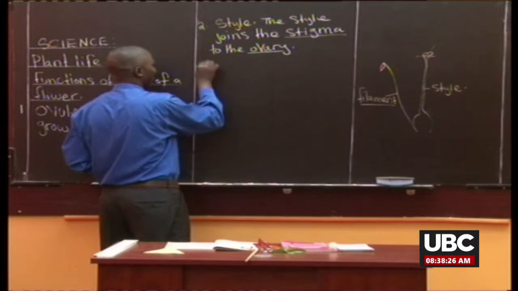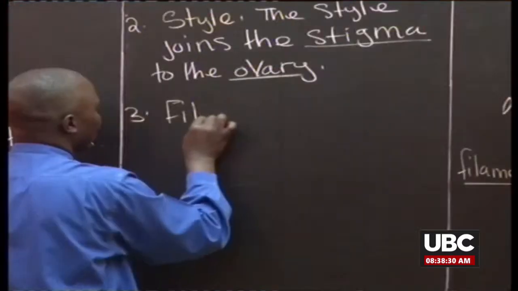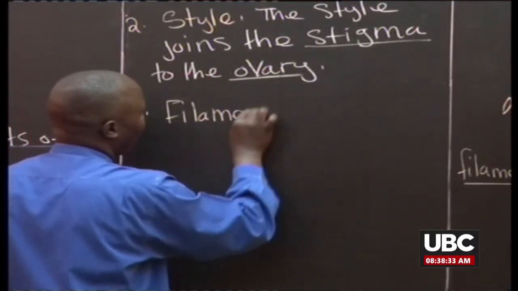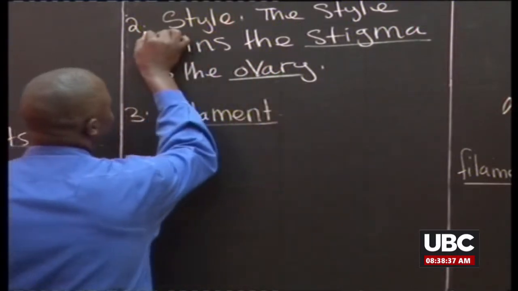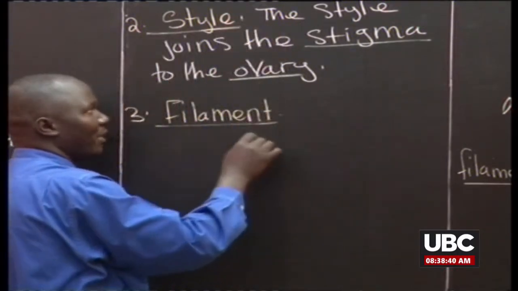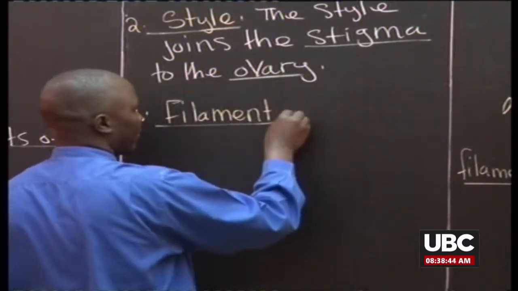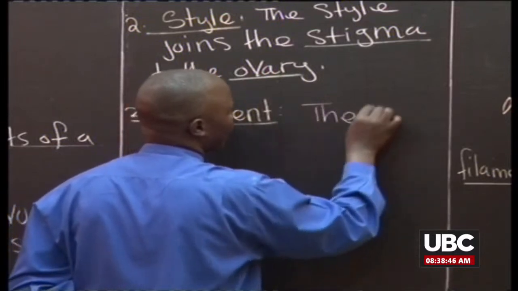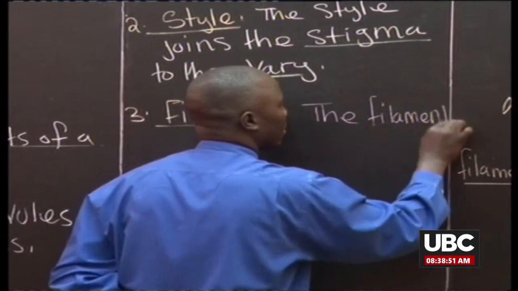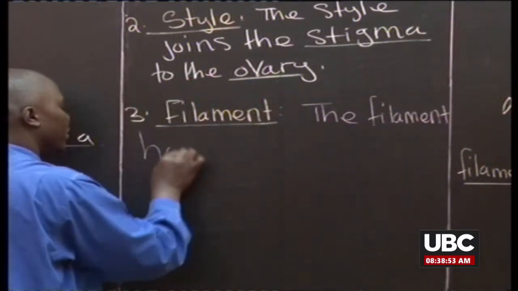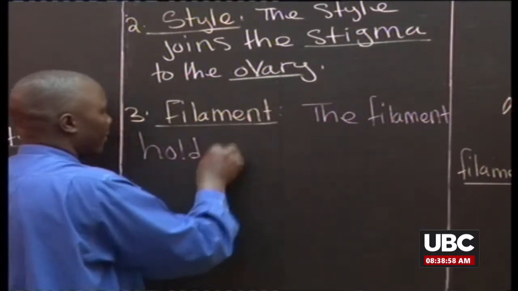So we're looking at point number 3, and you're looking at that part called filament. After looking at the style, we say the filament holds the anthers.